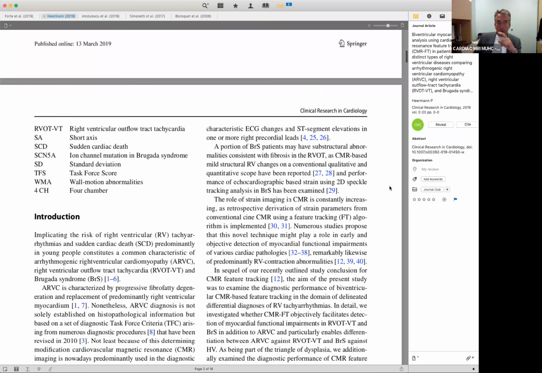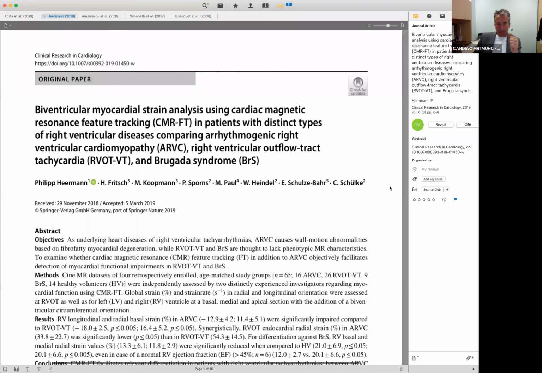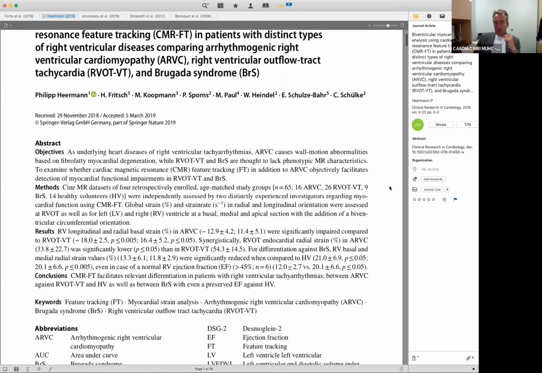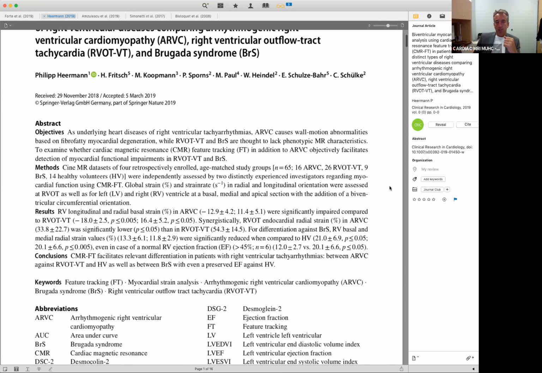So, what they did in this paper, first of all, they used patients. This is an in vivo clinical study, a total of 65 patients, of whom 16 had ARVC, 26 had RVOT tachycardia, and 9 had Brugada syndrome. Brugada syndrome, for those who are not deep into cardiology, is an arrhythmic disease mainly of the right ventricle that is assumed to be more an ion channel disease, but it also comes with certain morphological abnormalities.